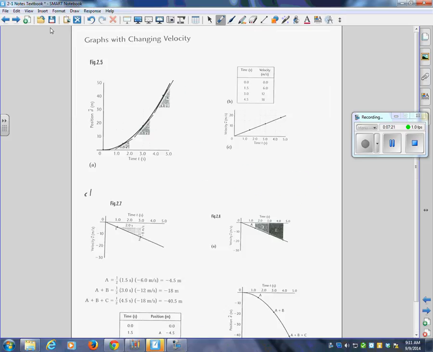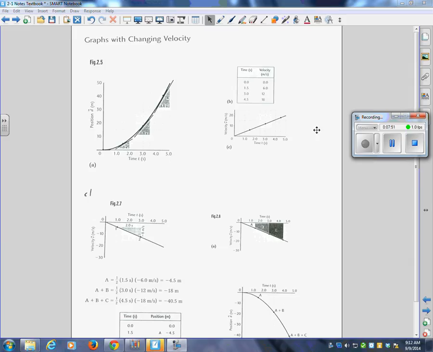Okay, here's where now we start to, I know I've been saying that for a little while, but it's starting to ramp up a little bit. Graphs with changing velocity. On a performance test, a Honda Civic produced a DT graph in figure 2.5a, this one right here. As you saw in chapter 1, a curved DT graph means the velocity is changing. Finding the slope of this graph at 4 different times gives the velocities as shown in 2.5b. Plotting these points gives the VT graph in 2.5c.